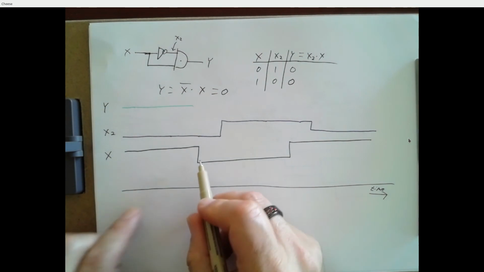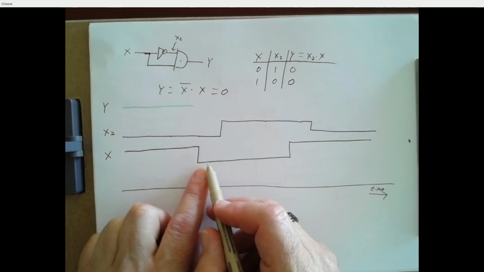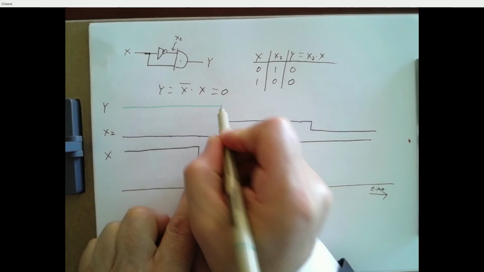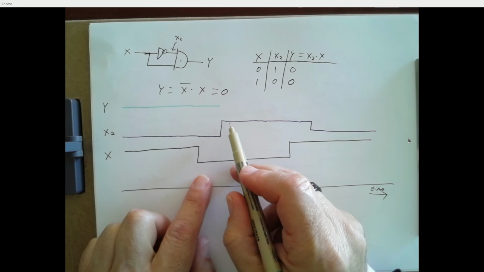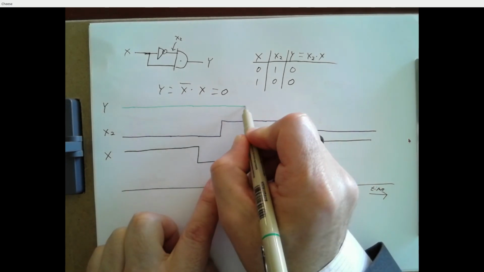Time progresses, and here x changes to a 0. Now we've got a 0 ANDed with a 0. That's still a 0, right? So the output stays low. And here x2 rises. We've got a 1 ANDed with a 0. Y is still low.